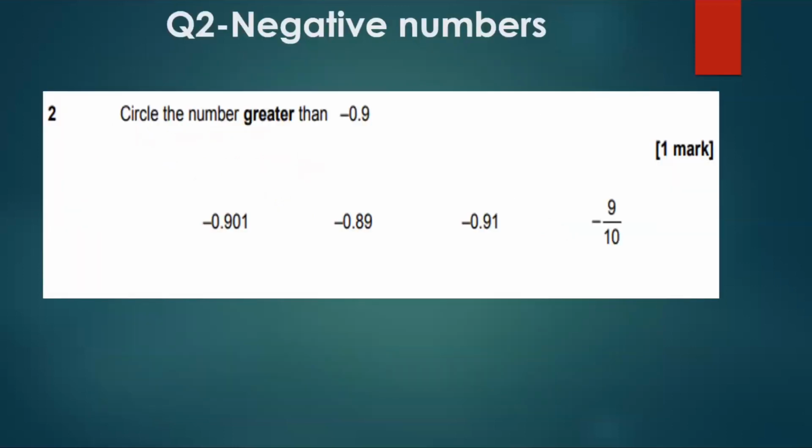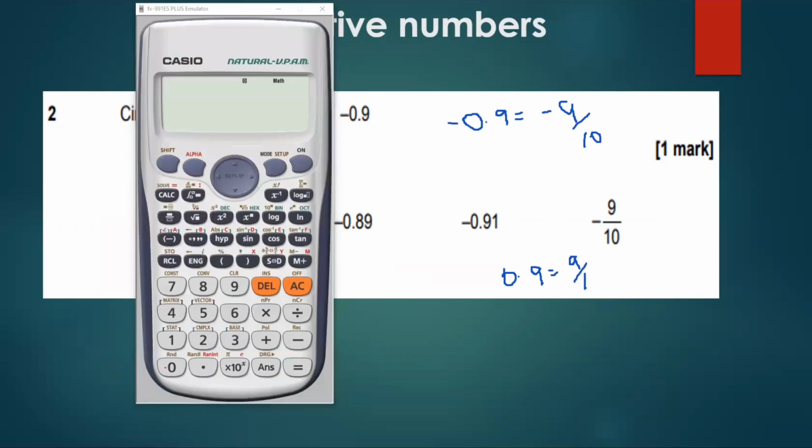Number 2: circle the number that is greater than minus 0.9. Well, minus 0.9, guys, is the same as minus 9/10. Because if you think about it, 0.9 is the same as 9/10. Okay, so therefore minus 0.9 is going to be equal to minus 9/10. So just checking this on our calculator. If I type in minus 9/10, then it comes up with minus 9/10. So that shows me that is the equivalent fraction.